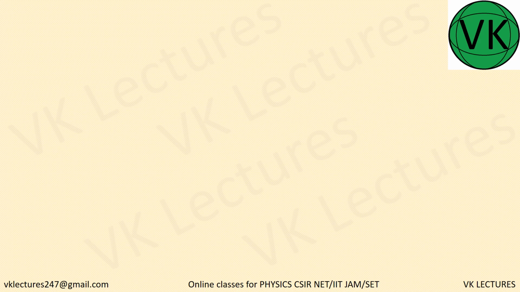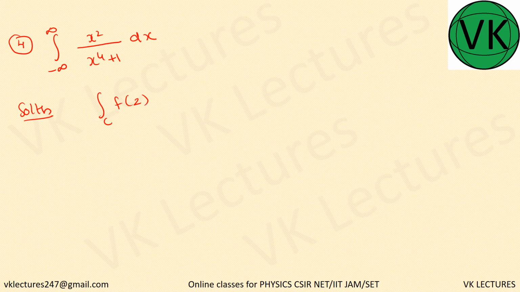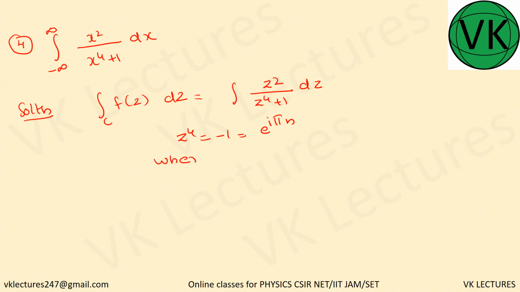Next question, fourth question: integral minus infinity to plus infinity x square divided by x raised to 4 plus 1 dx. So solution, integral c f of z dz is equal to integral z square divided by z raised to 4 plus 1 dz. So z raised to 4 is equal to minus 1 is equal to e raised to i pi n, where n is equal to 1, 3, 5, 7.